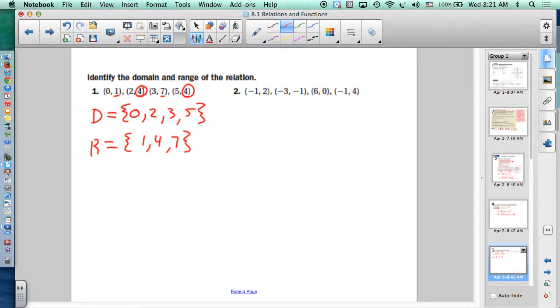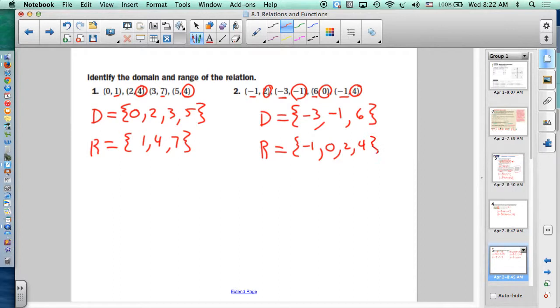For example, number 2, my domain. I'm going to look at these numbers in order. I've got a -3, a -1, another -1, and a 6. So listing them in order from least to greatest, -3 is the smallest number, then -1, and then that leaves 6. Again, notice I'm not listing -1 twice, I'm only listing it once. And for my range, listing those numbers in order, the smallest one seems to be -1, then 0, then 2, and lastly 4. Hopefully you do well on those.